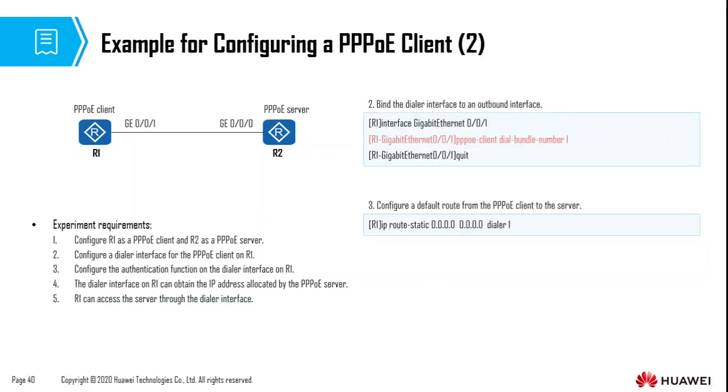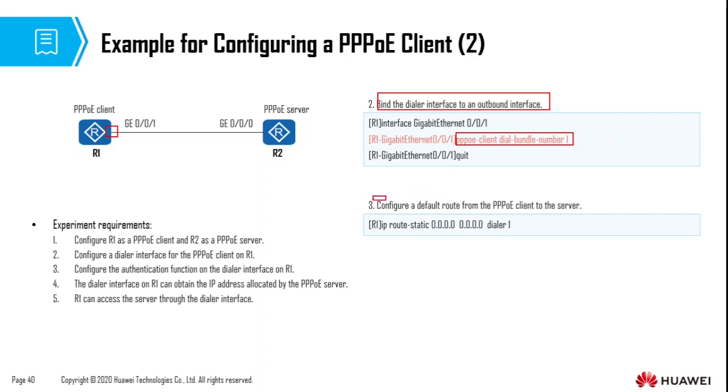Okay, after we've configured the interface, we can now bind the dialer interface to the outbound interface. So the outbound interface is GE0/0/1. To do that, we go into GE0/0/1, then use the command pppoe-client dial-bundle-number 1, the one that we just created.